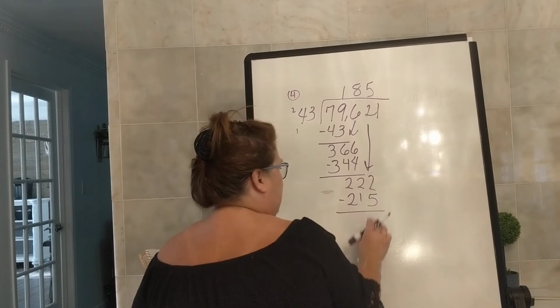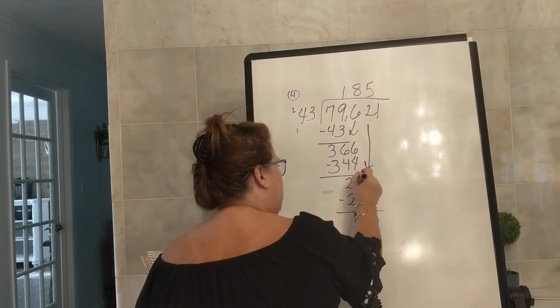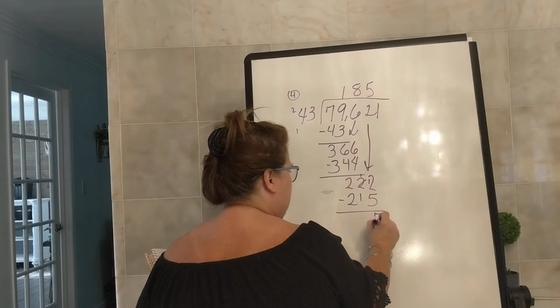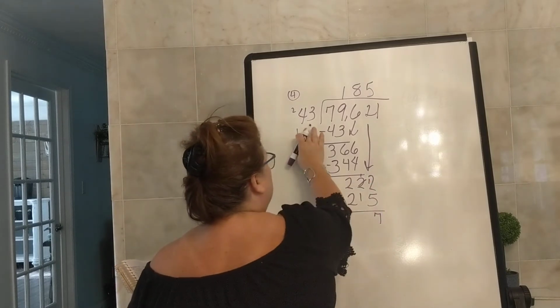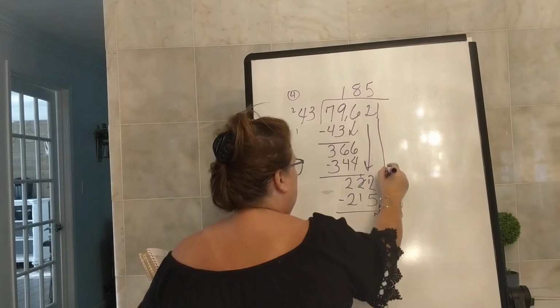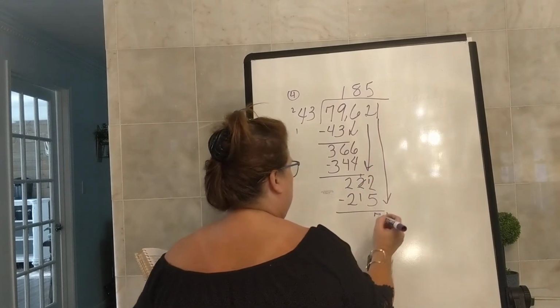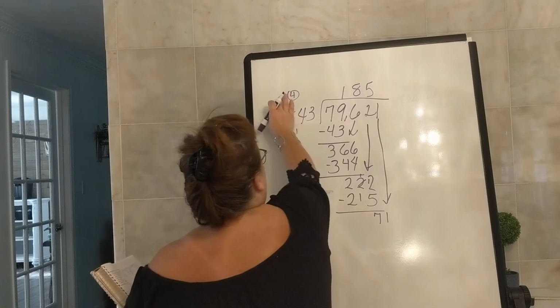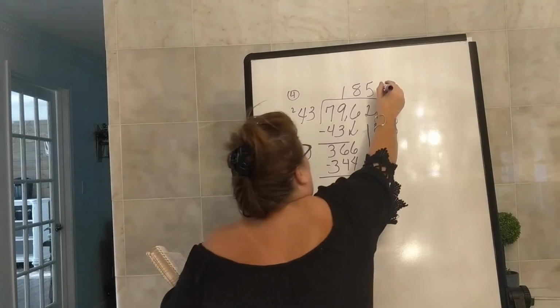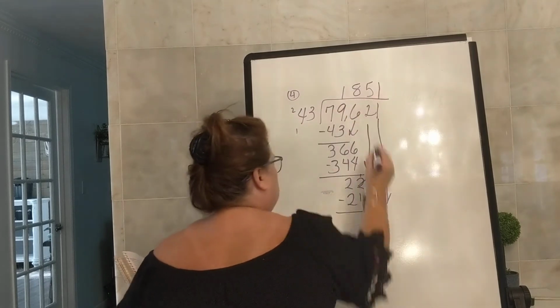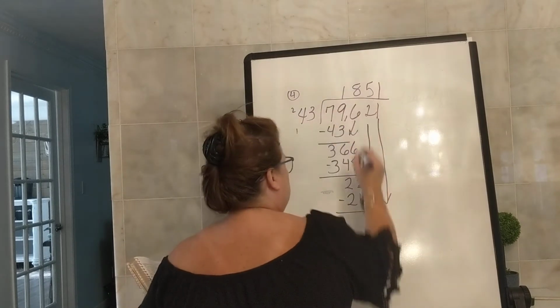We subtract. We can't say 2 minus 5. Borrow from the 2, make it 1. 12 minus 5 is 7. And 1 minus 1 is 0. Is 7 smaller than our divisor 43? Absolutely. Bring down our last digit, which is a 1. And how many times will 4 go into 7? 4 will go into 7 one time. 3 times 1 is 3. 4 times 1 is 4.